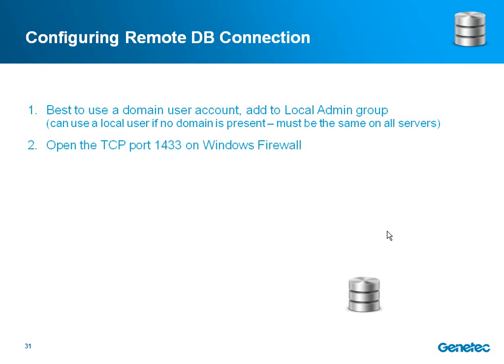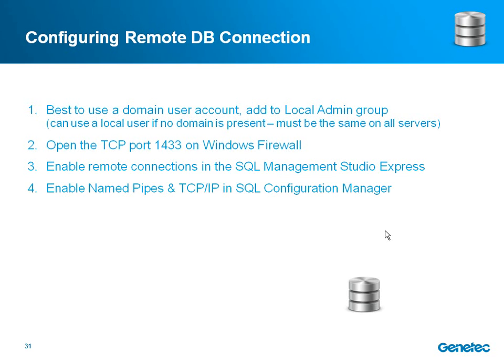We'll need to make sure there is nothing blocking the TCP port that is used for communication, so make sure port 1433 is open in your Windows firewall or other network firewall services. The third step is to open SQL Management Studio Express and enable the remote connection option. After that, we'll need to open the SQL Configuration Manager and make sure the named pipes and TCP/IP protocols are enabled.